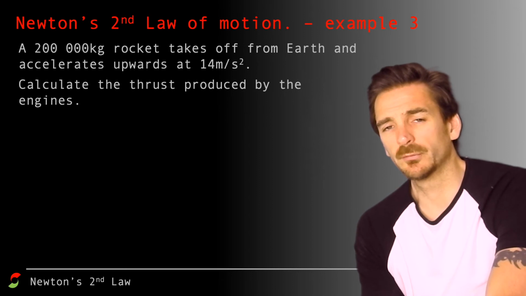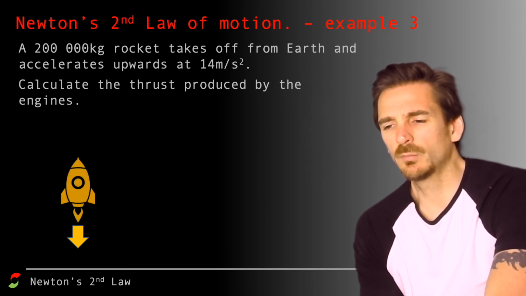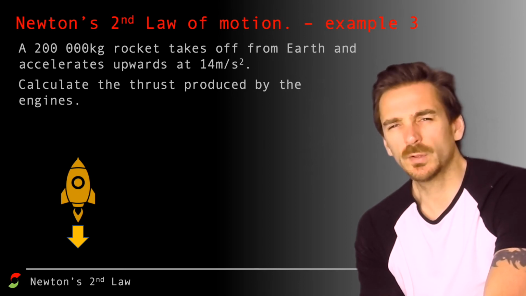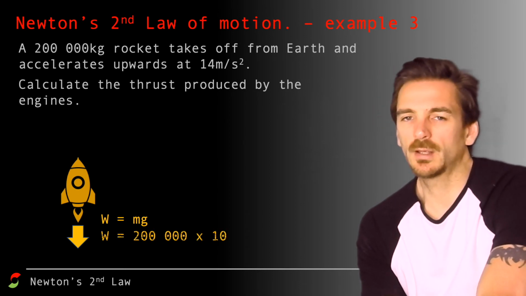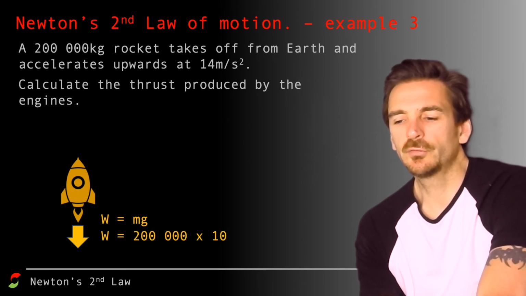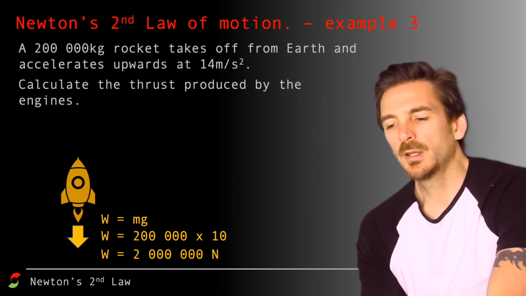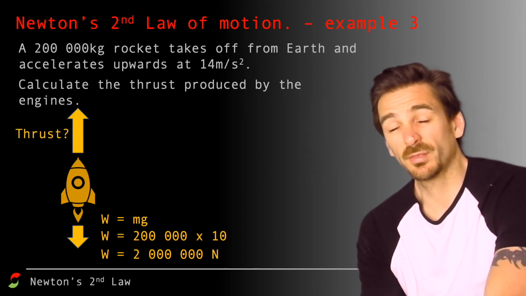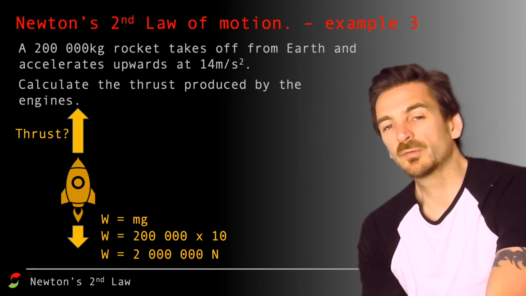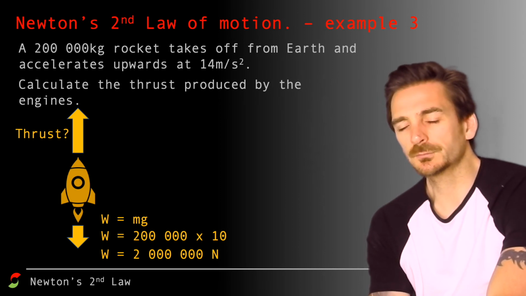So draw diagrams again. We've got our rocket. We've got a force acting down, which is going to be the weight of the rocket. We can calculate that: weight is mass times gravity. That's 200,000 times 10, 2 million newtons. So we've got a force of 2 million newtons pushing down. It's accelerating upwards, so there must be a resultant force acting upwards. So the thrust acting up must be bigger than the weight acting down. But we don't know the value of that thrust.